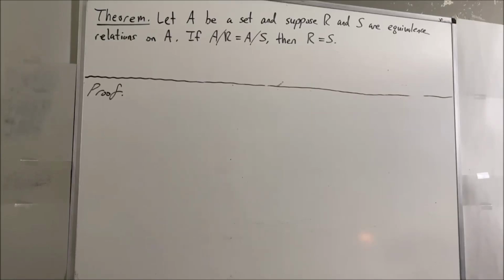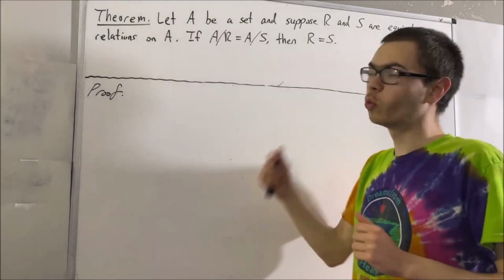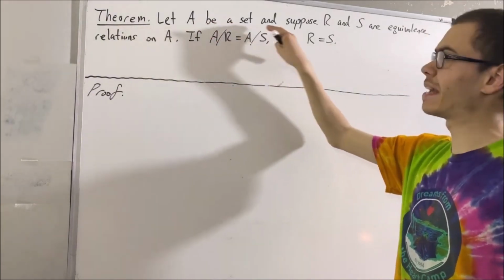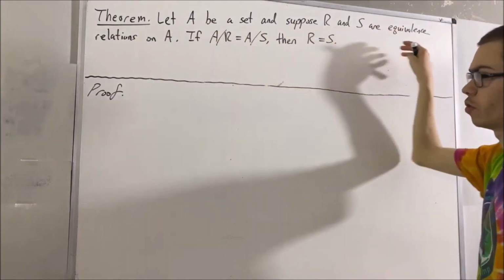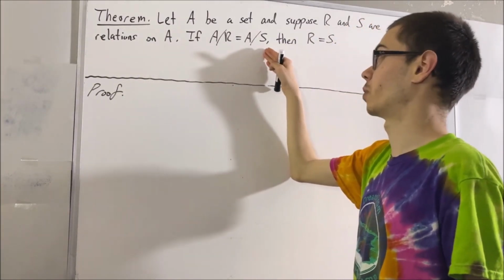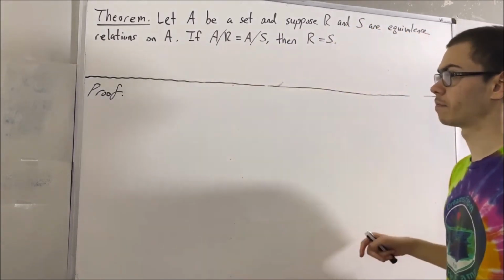Hello! In this video, we are going to prove the following theorem. Let A be a set, and suppose R and S are equivalence relations on A. If A modulo R is equal to A modulo S, then R is equal to S.